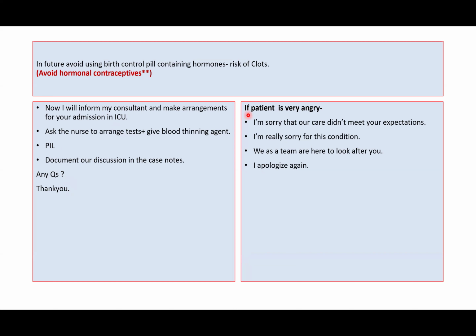Now, in the post-op scenarios, you will be having an angry patient at times. So if she's angry, you just have to memorize a few lines. I'm sorry that our care didn't meet your expectations. I'm sorry for this condition. We as a team are here to look after you. I apologize again. So a few sentences should come spontaneously from your side.